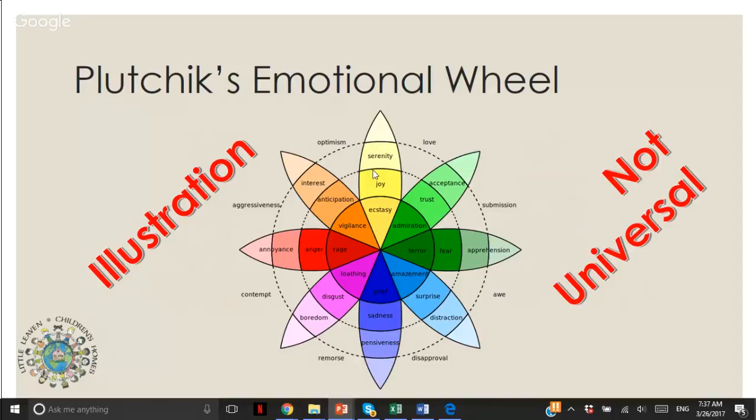Let's see if I can get my mouse. Okay, here's my mouse. So joy, trust, fear, surprise, sadness, disgust, anger, and anticipation. Okay, those are your basic 8, excuse me. And that's why we say these are the basic, because the other emotions are either a combination of emotions, or they are more or less, I guess, stronger.